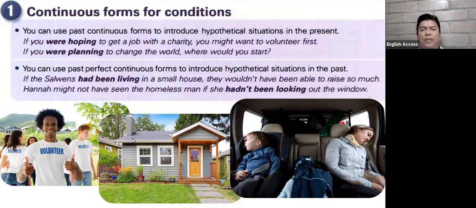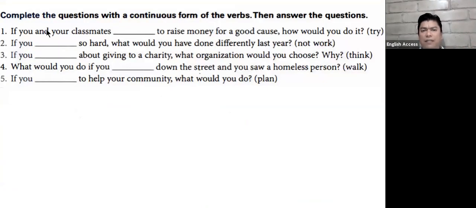Now, all we're doing is setting the scenario with hypothetical situations in continuous form. If you were hoping, if you were planning, or in the past form, if the Solwents had been living, or if she hadn't been looking out the window. So those give you a context. So let's check with different examples for context.